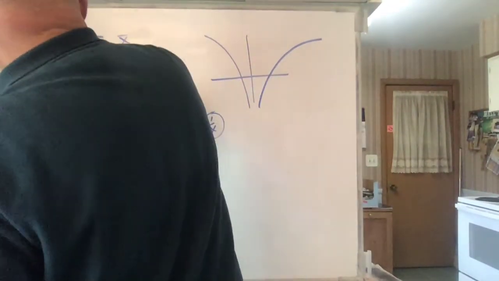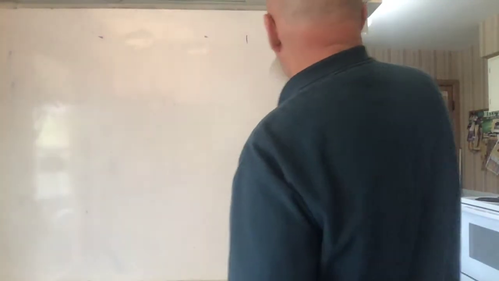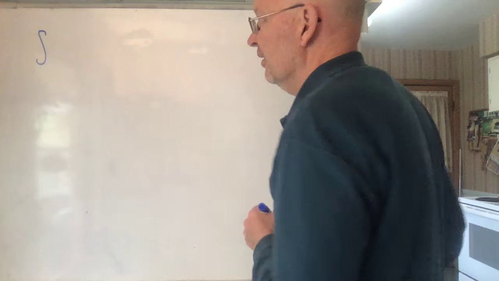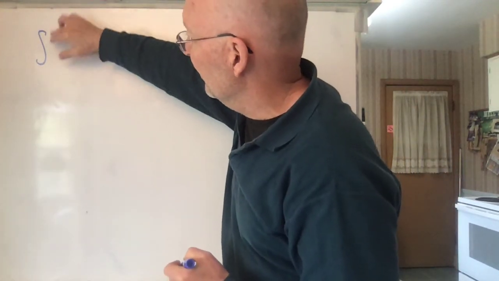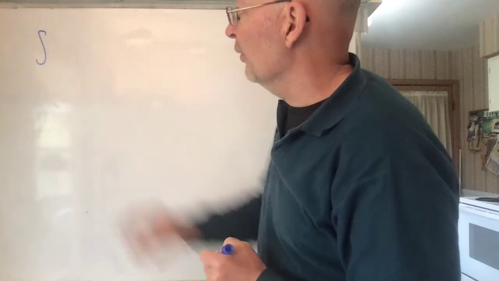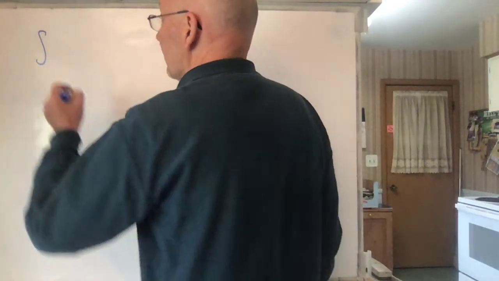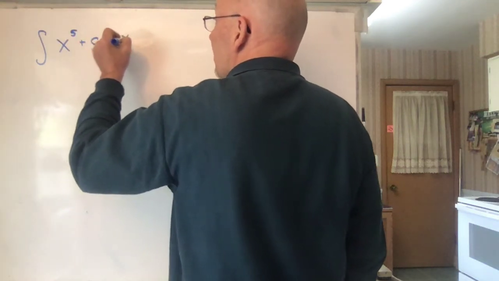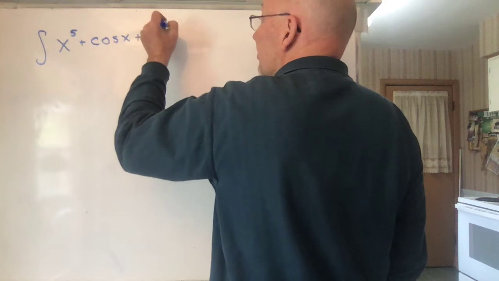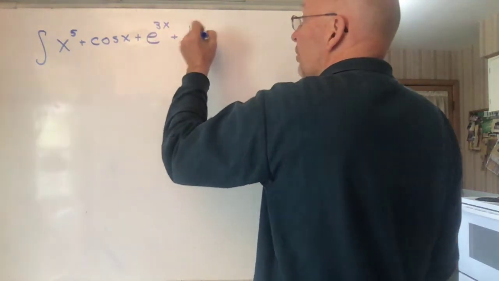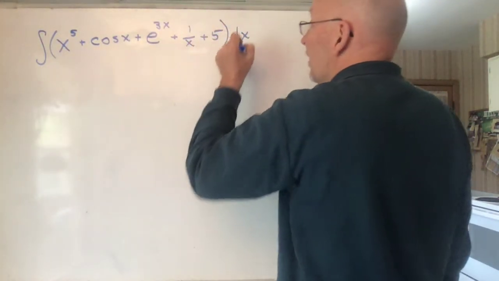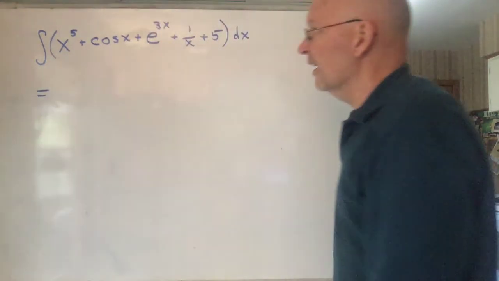Okay, so that was a little bit of mopping up to do, and here's just one other thing to do, just by way of reinforcing what we've already learned. I mentioned in the last lesson that if we don't have the limits of integration on, then all we're doing is just asking for the antiderivative. So for example, if I were to go x to the 5th plus cosine of x plus e to the 3x plus 1 over x plus 5, for example, dx, then I'm just asking for the antiderivative.